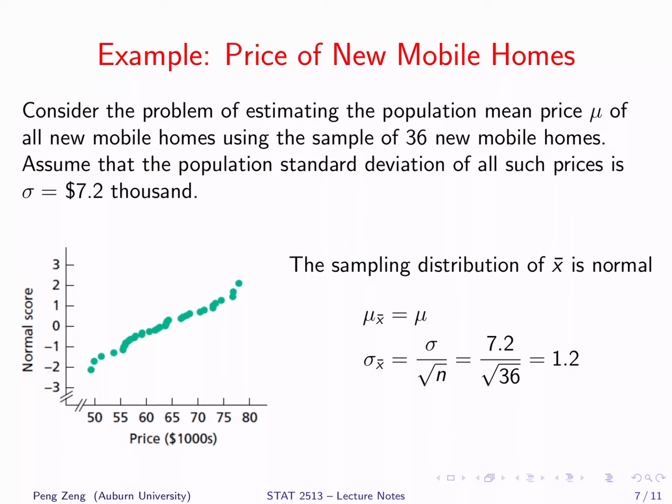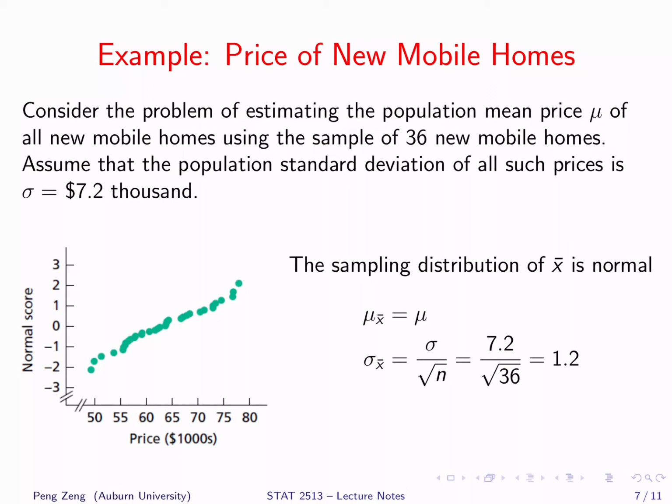Let's look at the example of prices of new mobile homes again. Assume that the population standard deviation of all prices of new mobile homes is $7,200. We can draw a normal probability plot. Recall that this plot is used to check whether the data follow a normal distribution. In this plot, all points roughly fall on a straight line. It indicates that the data follow a normal distribution. It is reasonable to assume that the population is also normal.